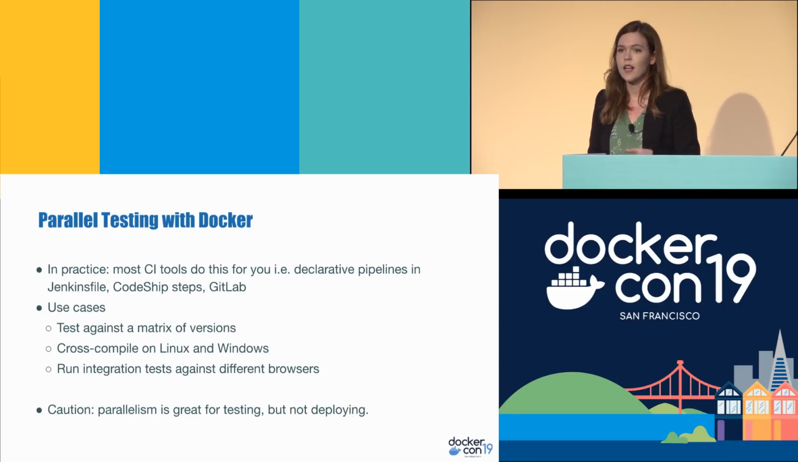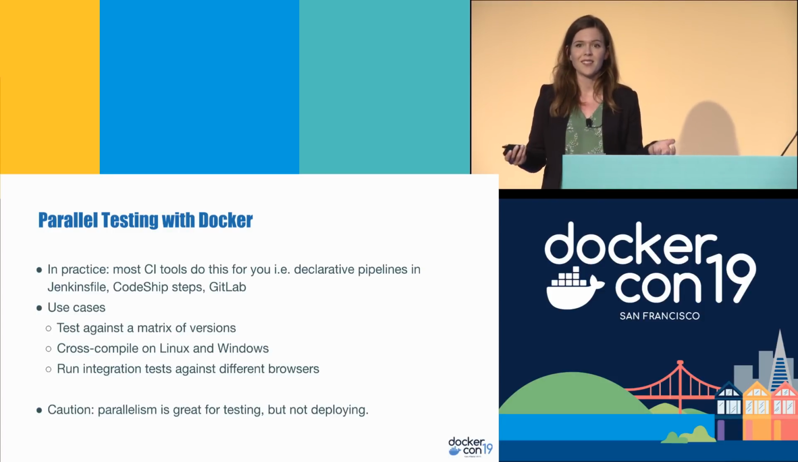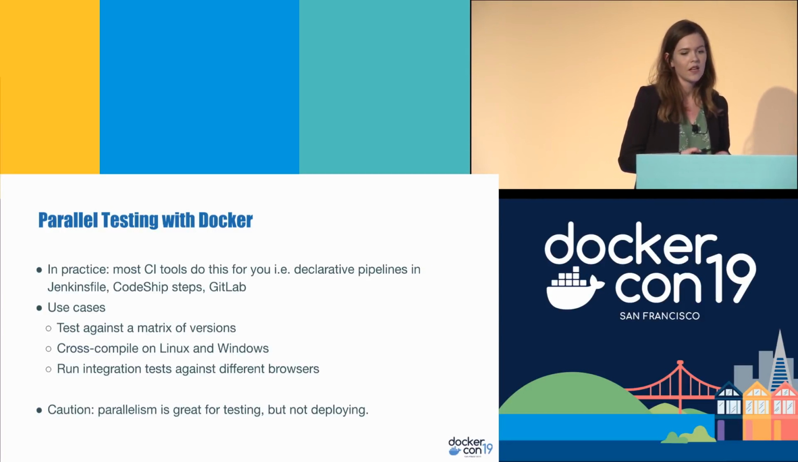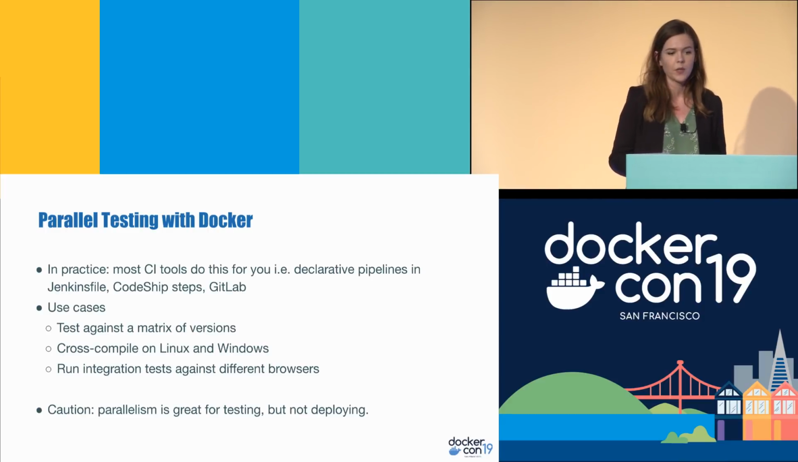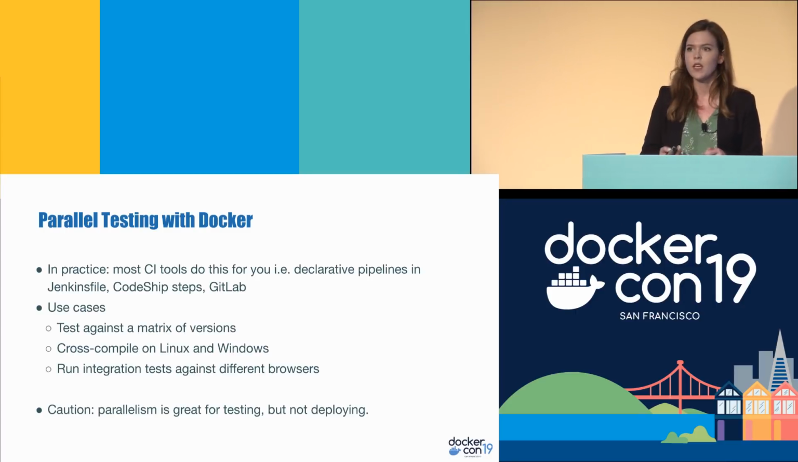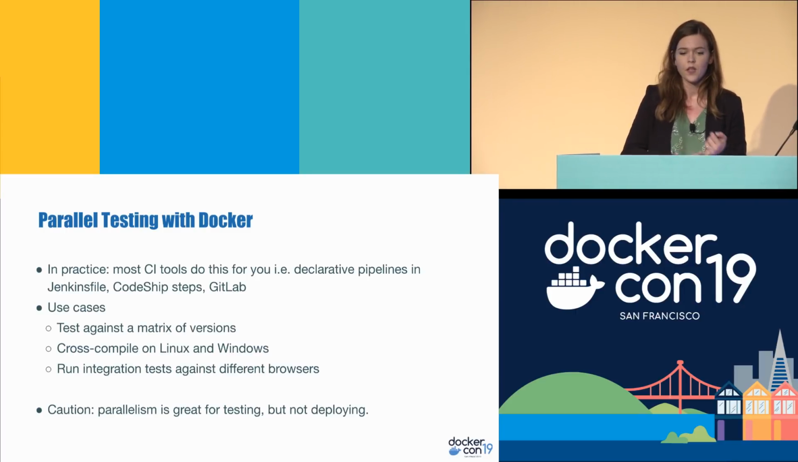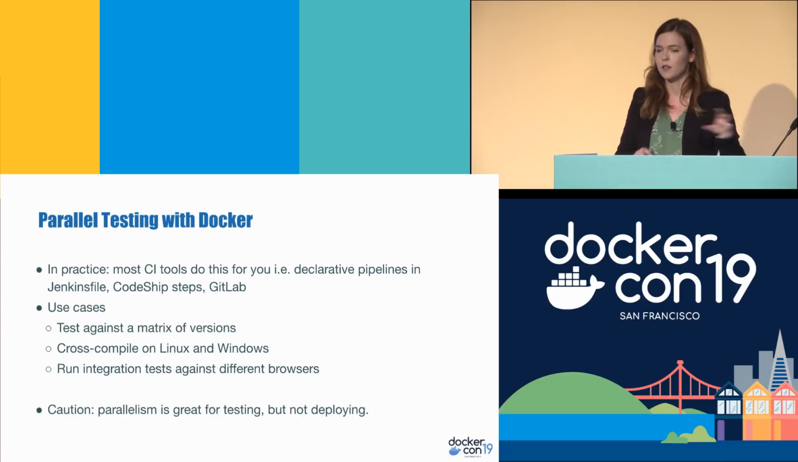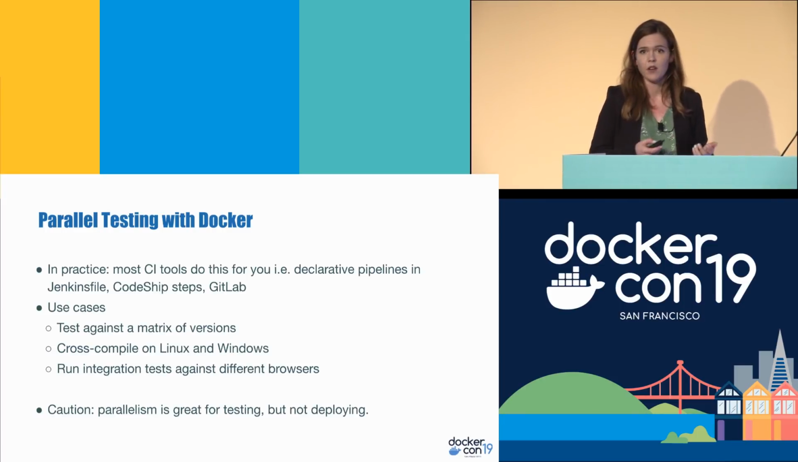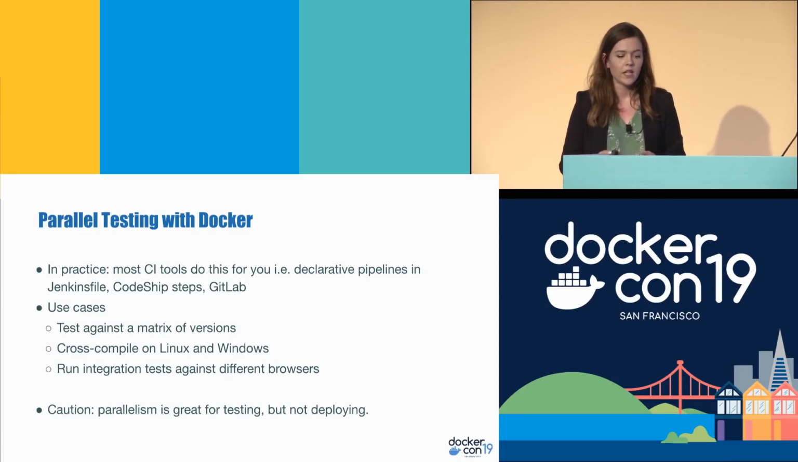In practice, this is not something that you necessarily have to do by yourself. Because it's such a powerful pattern, it's often been productized or added as a feature to many popular CI/CD tools. So Jenkins files support parallelism, CodeShip steps file, GitLab, etc. Parallelism is there for you. It's just a matter of writing the YAML. A couple use cases that might not be super apparent about using parallelism would be testing against a matrix of versions. So that's a really interesting way to use containers and parallelism to test across a lattice of support. You can cross-compile on Linux and Windows at the same time.